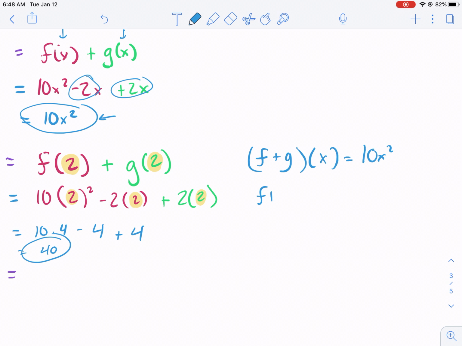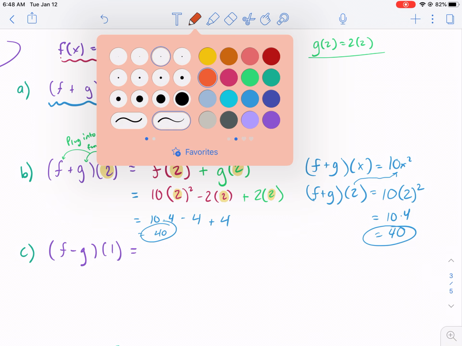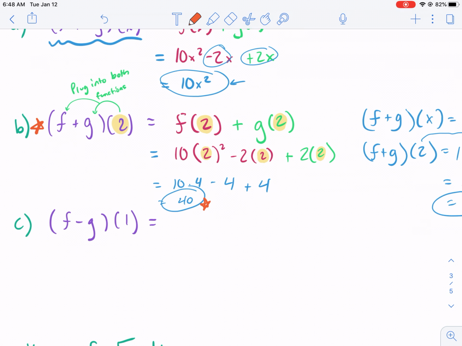So if we want to find f plus g of 2, another way to do this is simply plug in 2 into our function there. So we have 10 times 2 squared. 2 squared is 4, 10 times 4, and we get 40. We got the same thing. So there's 2 different ways to do the same problem. I think most of my students prefer the first method I showed, just so I think it's a little less work. So if you want to use that method where you just plug it into both functions and add, I think that's a good way to go.